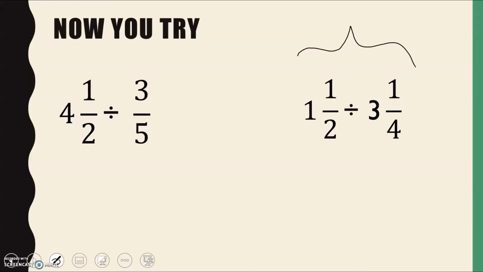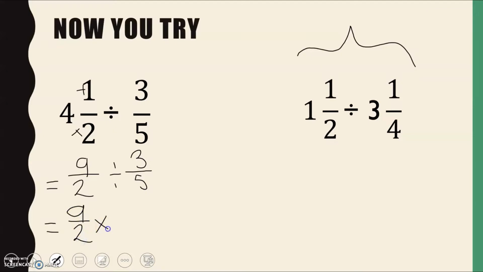Alright, I hope we find that quite straightforward. So 4 times by 2 is 8, plus 1 is 9. So I'm going to have 9 over 2, and we are still dividing by 3/5. I'm going to keep my first fraction the same, so 9 halves. Change that divide to a times, flip my second fraction, becomes 5 thirds. 9 5s are 45, and 2 thirds are 6. 2 times 3, sorry, is 6.